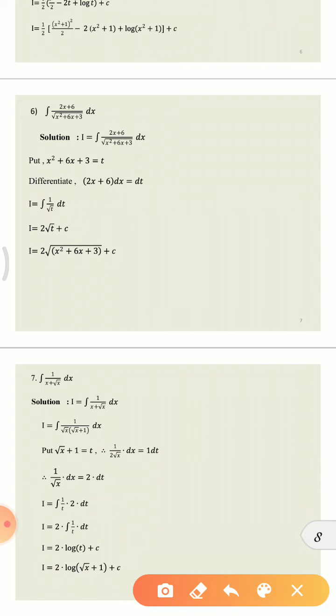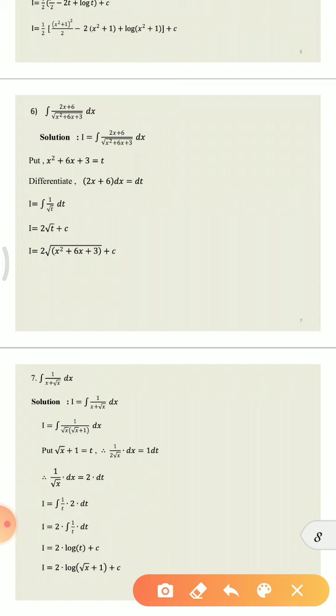Next, question number 7, we have to find the integration of 1 upon x + root x here. It is not possible to find directly because root x is given in the denominator, and it is an irrational number. Let us see how we have to solve this.